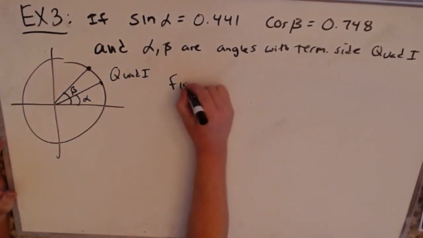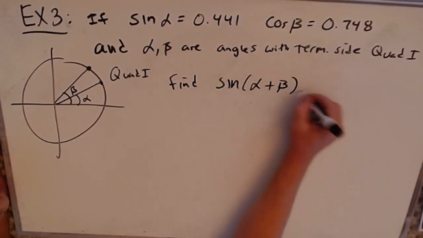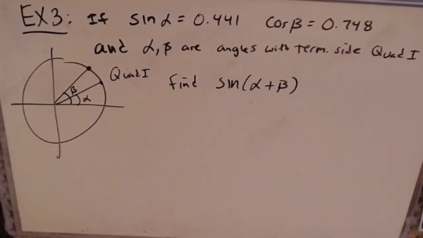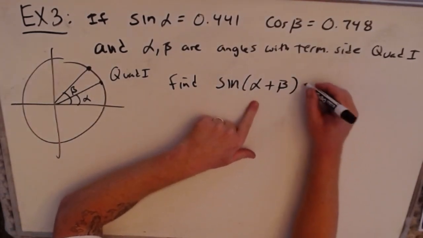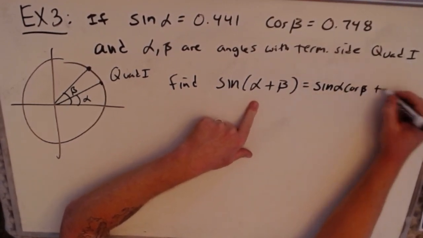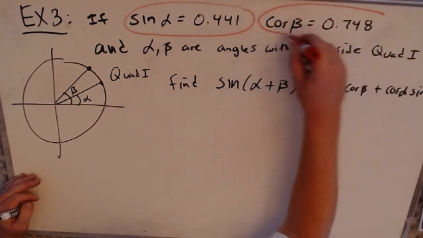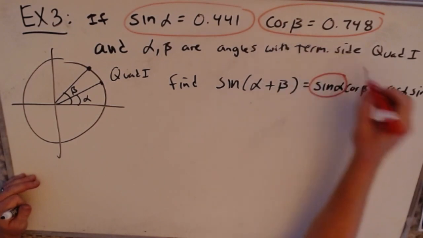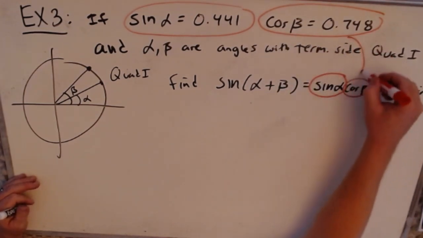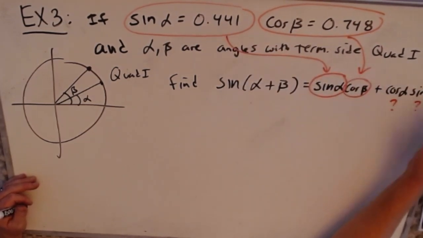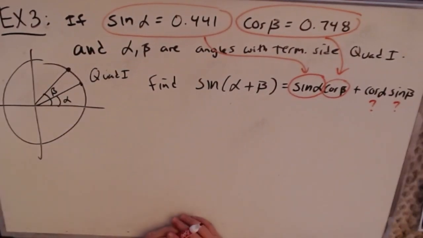And now I want to ask you, find the sine of alpha plus beta. What is the sine of alpha plus beta? So I've got to be really careful here. So I've got sine of alpha plus beta is sine alpha cosine beta plus cosine alpha sine beta. And notice I only know two of these things. I know sine alpha and I know cosine beta. However, I don't know cosine alpha and sine beta. Okay? So I need to be careful here.